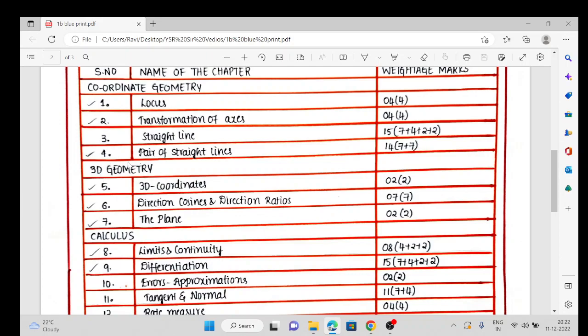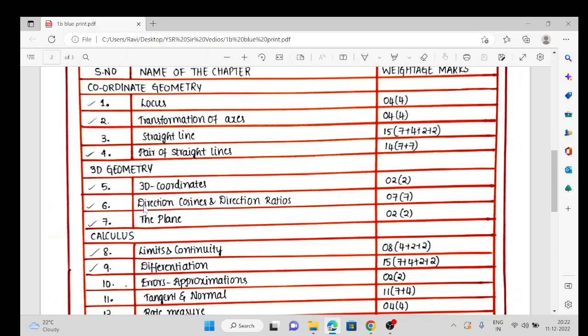Next, coming to 3D geometry. This 3D geometry is one of the easiest topics in 1B. Here, the first topic is 3D coordinates. Its weightage is only 2 marks, only one VSAQ, only 2 marks. Next topic is DCs and DRs.